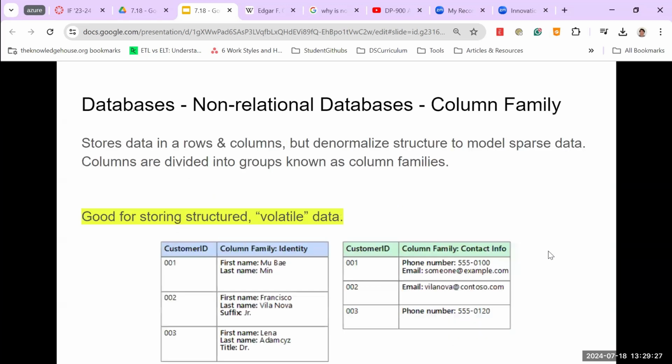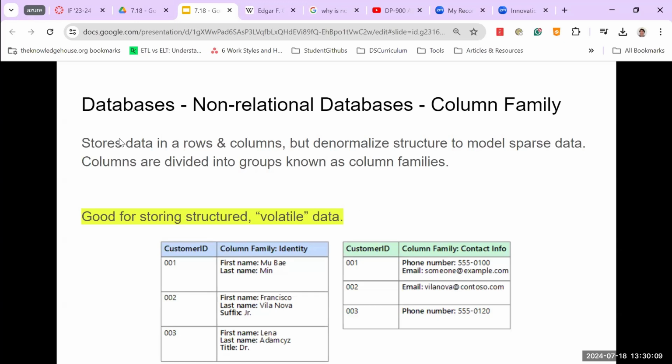Next up, everyone, we have the column family non-relational databases. Once again, we are storing data in rows and columns, just like for relational data. However, the structure is highly denormalized, and we denormalize the structure in order to model sparse data. We divide columns into groups known as column families. As you'll see, when we get into more normalization concepts, this is usually a huge violation of normalization, but this is done purposefully in this non-relational database in order to store very specific types of data.